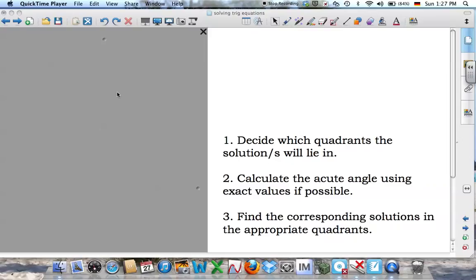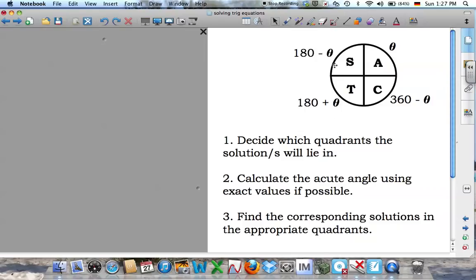So in this podcast we're just going to do two more trig equations, only a little bit trickier than the other ones that we've shown you so far. You're just using all the same sort of knowledge. So the first thing you need to remember is to decide which quadrant or quadrants the solutions will lie in. And for that we will use our triangle.